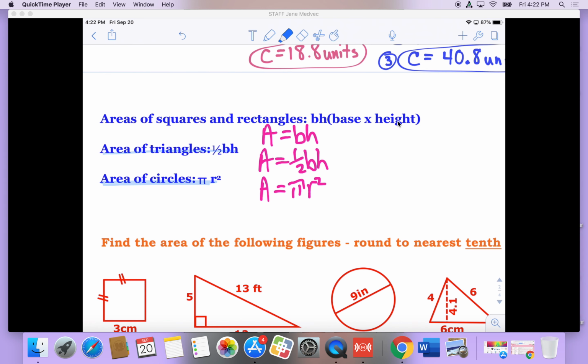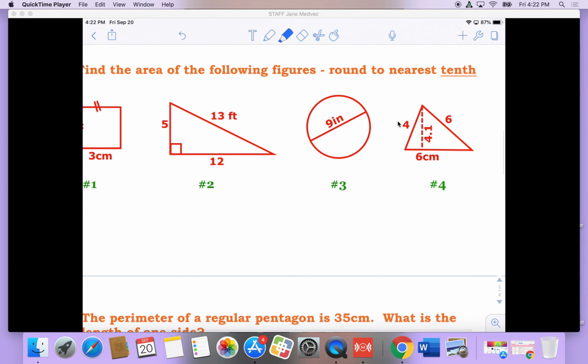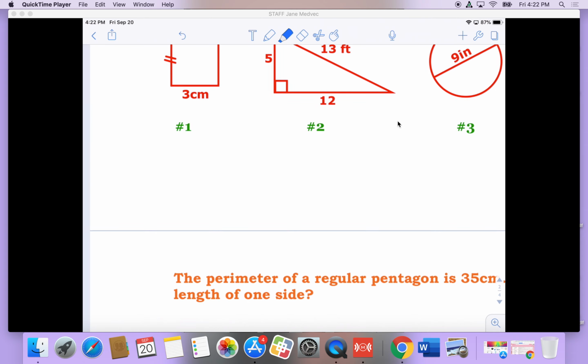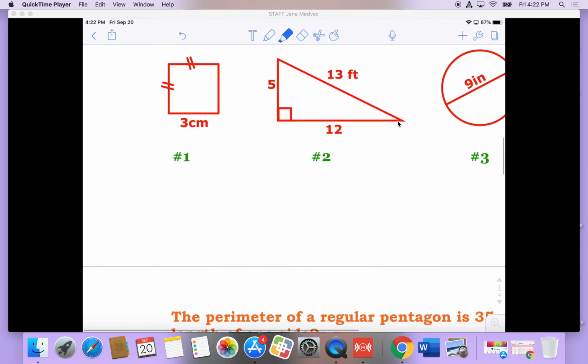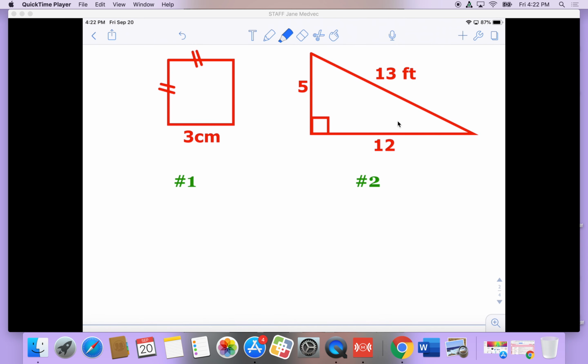So let's take a look at the following figures, and notice it says to round to the nearest tenth. So I'm going to take a look at the first problem. Okay, notice that this would be considered a square or a rectangle. Okay, it looks more like a square because of the double hash marks. So that would mean this is 3, and this is 3. And they want me to find the area.